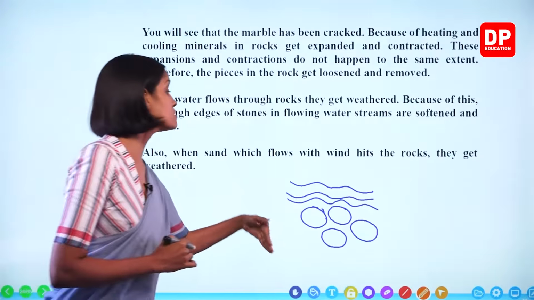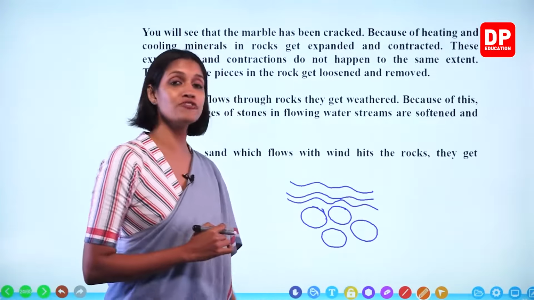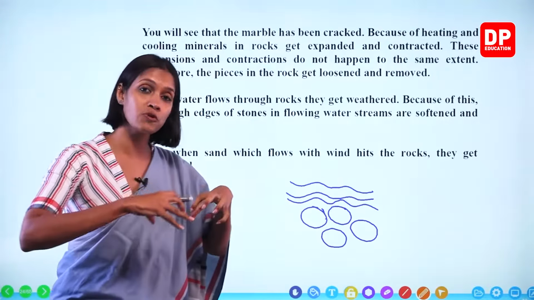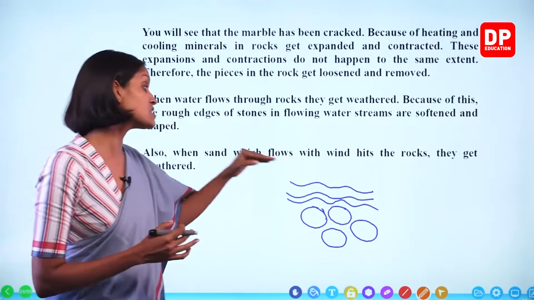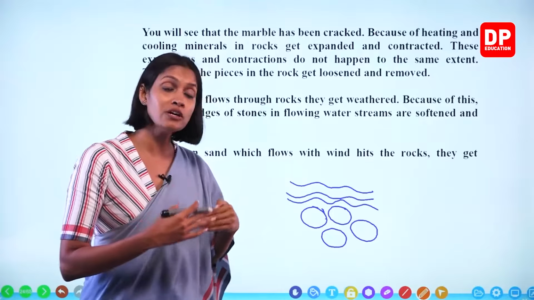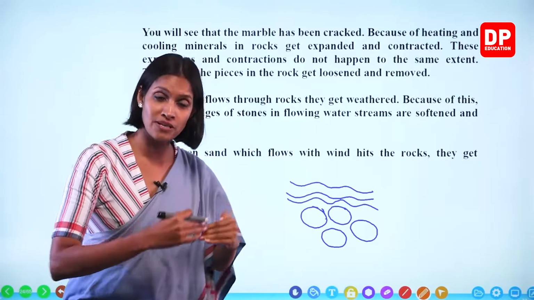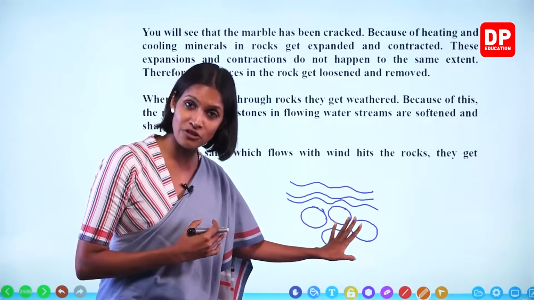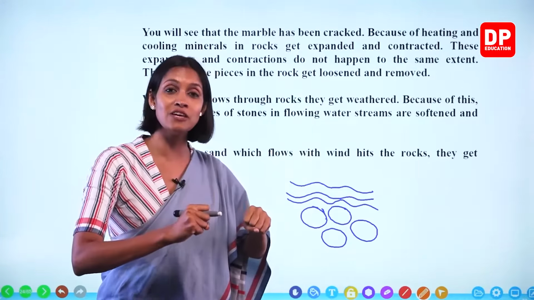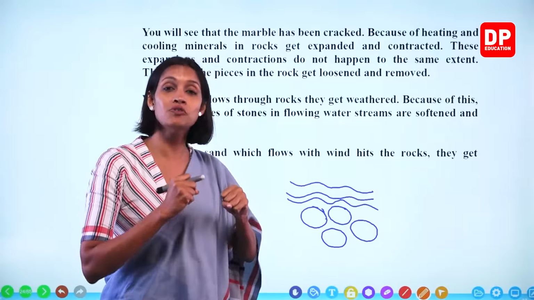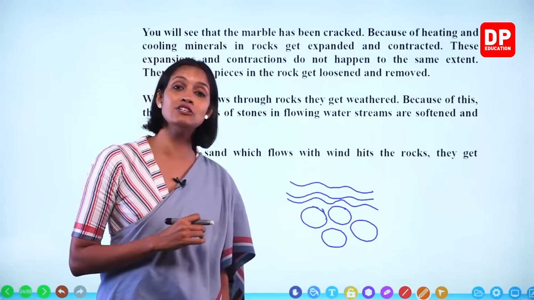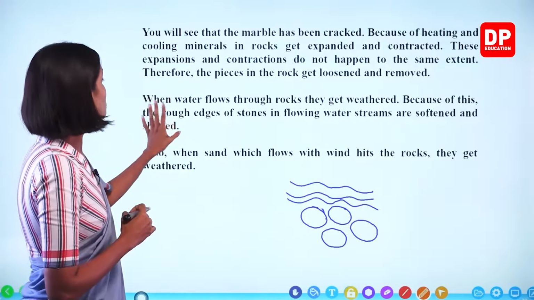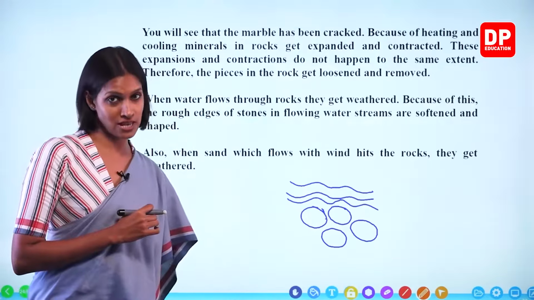So if this happens over a long period of time, what will happen to the size of the stones? The size of the stones will gradually decrease, because this weathering, this breaking down of rocks because of water, keeps on happening over a long time. What will happen to the size of the stones? The size of the stones will reduce. They will break down over time and finally they will turn into soil. Right, children? So that is how weathering of rocks takes place because of water.